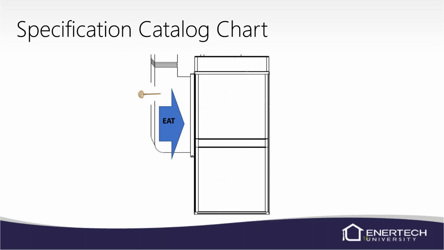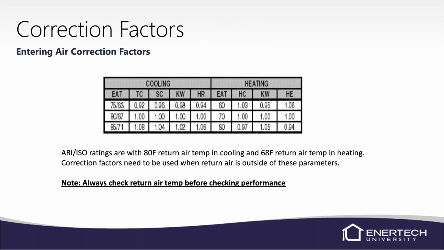Again, entering air is just that. It's the return air temperature. Again, if it's 65, these are the normal ratings here of what ARI, ISO. It's normally at 80-degree return in cooling and 68 in heating. So if you're outside of those ranges, we do have this little correction factor that you can use. Again, in my 8 years at Enertech, I don't think I've ever used it.